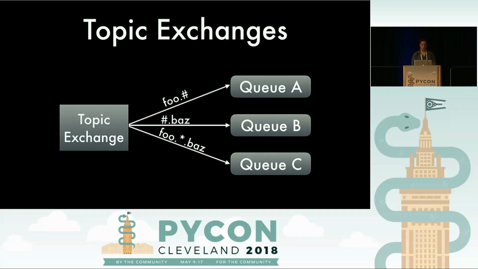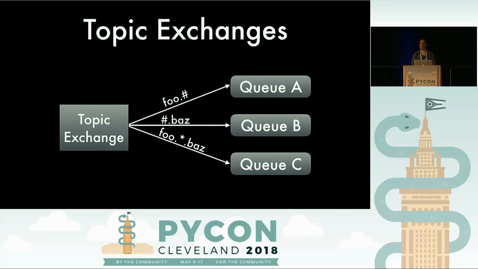The first one, all messages with routing keys starting with the word foo will now be routed to queue A, regardless of their length. And this also includes routing keys with only 1 word, foo, since a hashtag can match 0 words. All messages with routing keys that end in baz will be routed to queue B. Again, this also includes messages with a 1-word baz routing key.